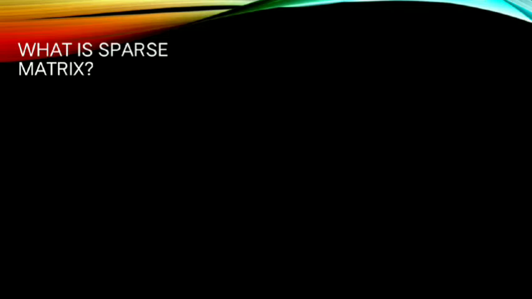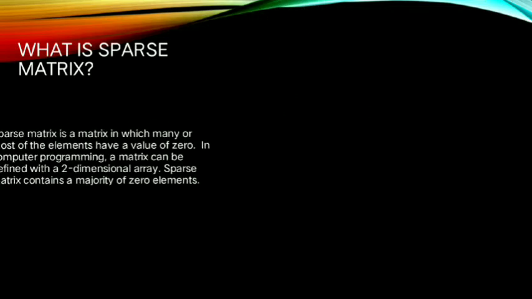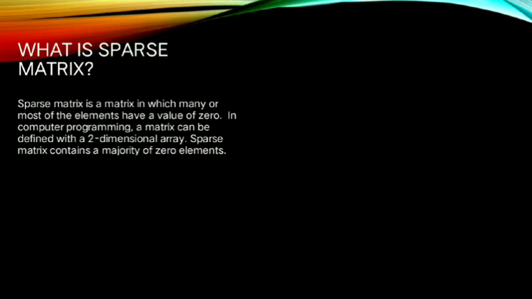Okay. Before we proceed, let us know first what a sparse matrix is. A sparse matrix is a matrix in which most of the elements have a value of zero. In computer programming, a matrix can be defined with a two-dimensional array. A sparse matrix contains a majority of zero elements.